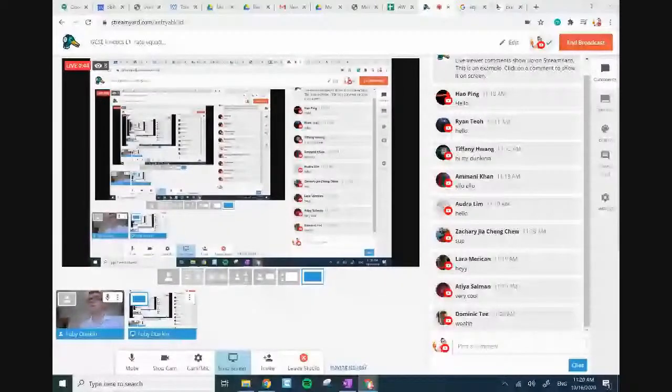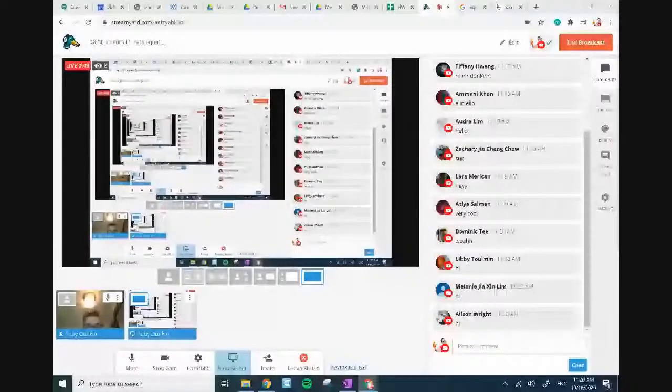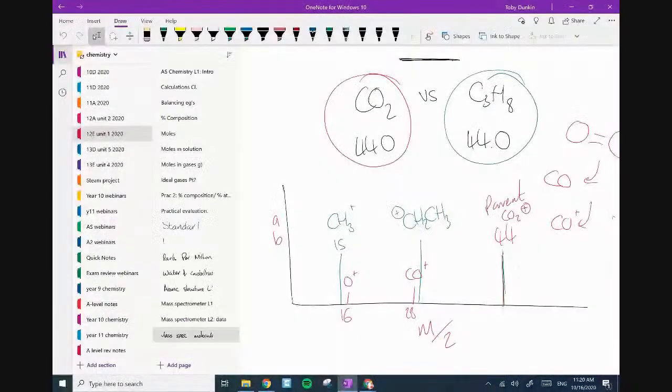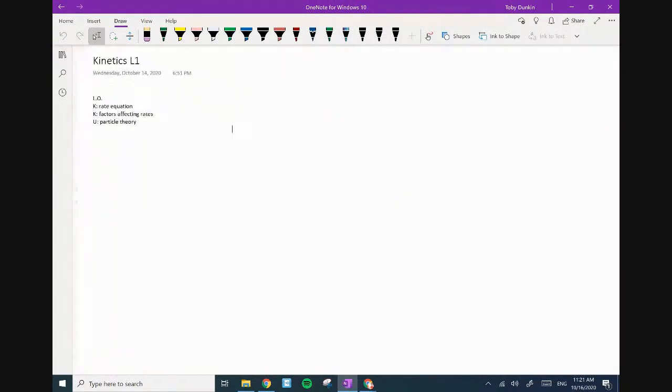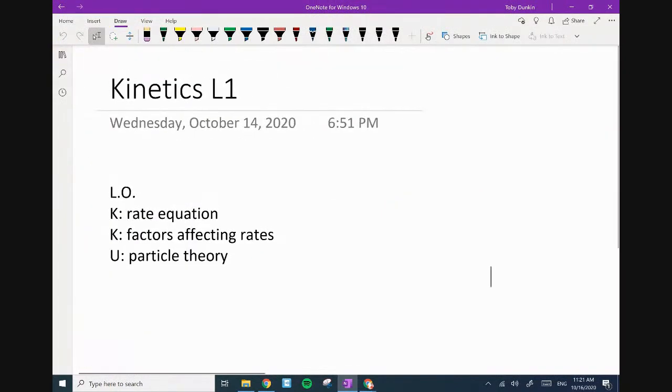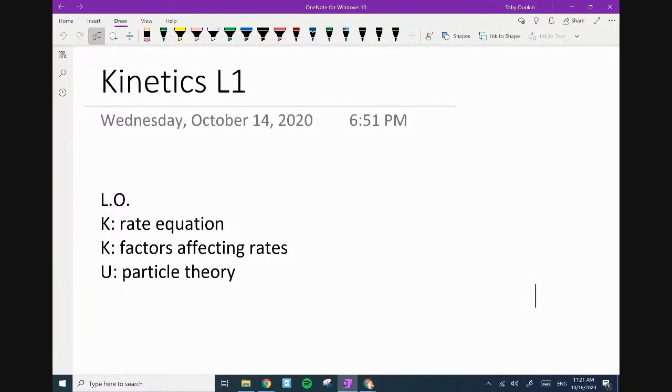Okay, guys. Fab. So straight over to here. That's the end of my AS lesson on atomic structure. Loving it. So you guys, 11A kinetics lesson 1. Today's lesson, we are starting GCSE kinetics, and this is lesson number 1 of the topic.